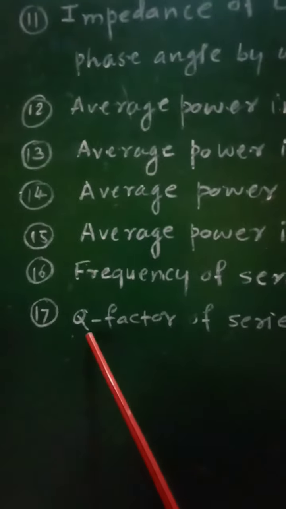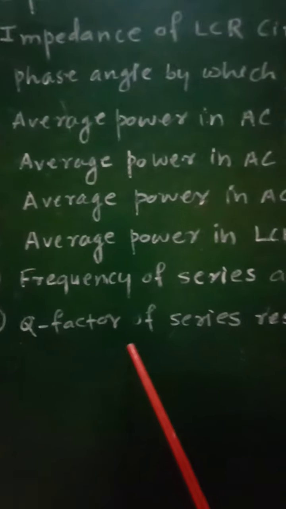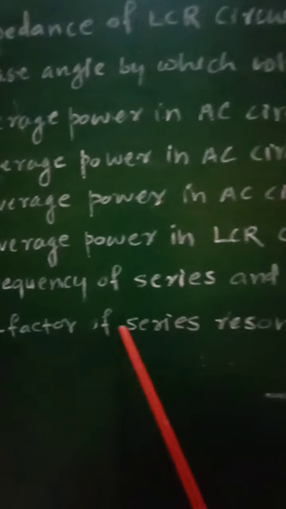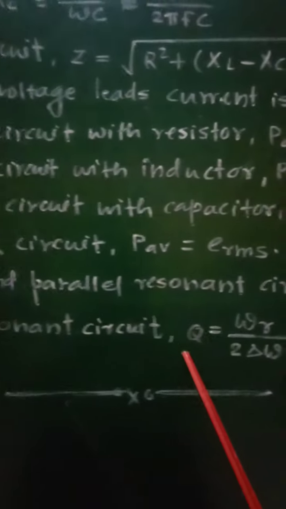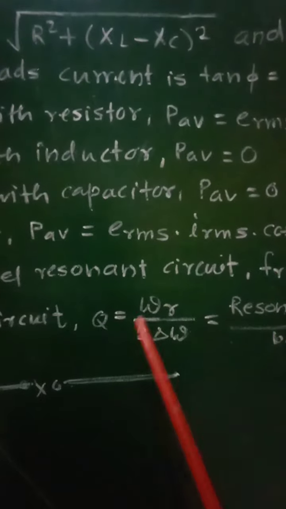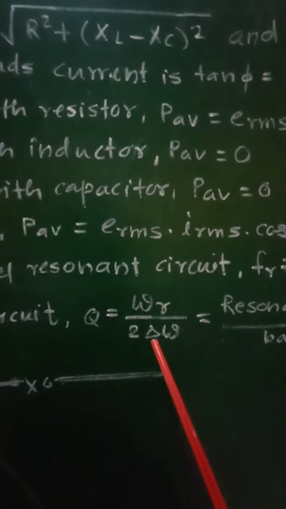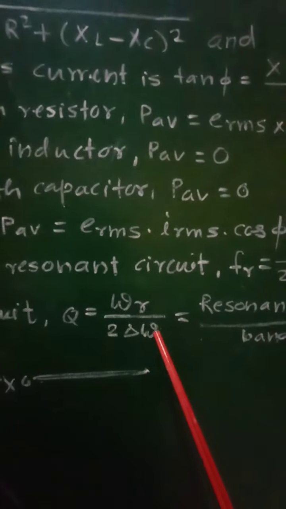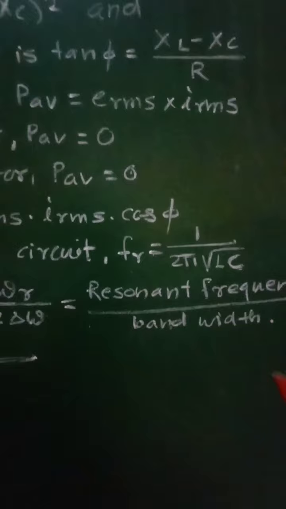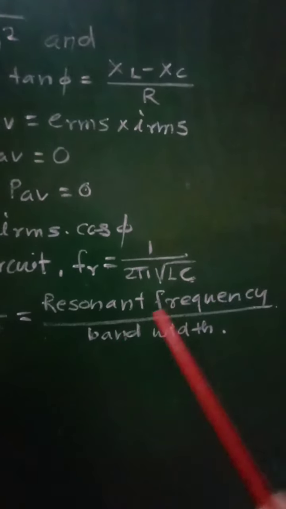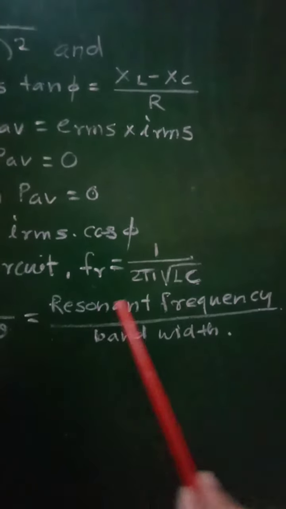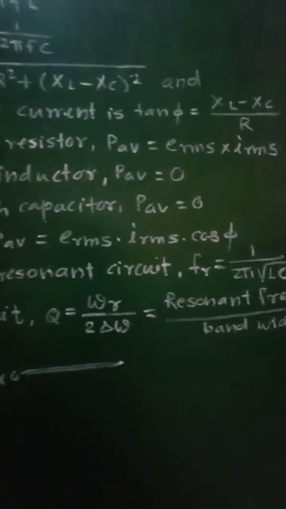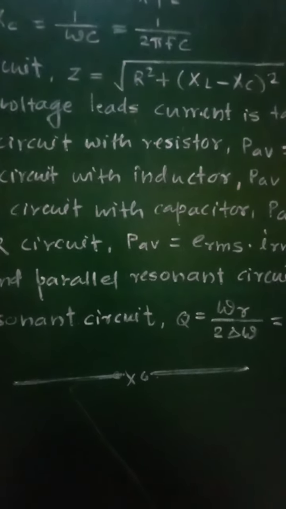And then 17th formula gives Q factor of series resonant circuit, which is given as Q equal to omega R upon 2 into delta omega, that will be given as resonant frequency upon bandwidth. So these are some of the formulae related with this AC circuits.